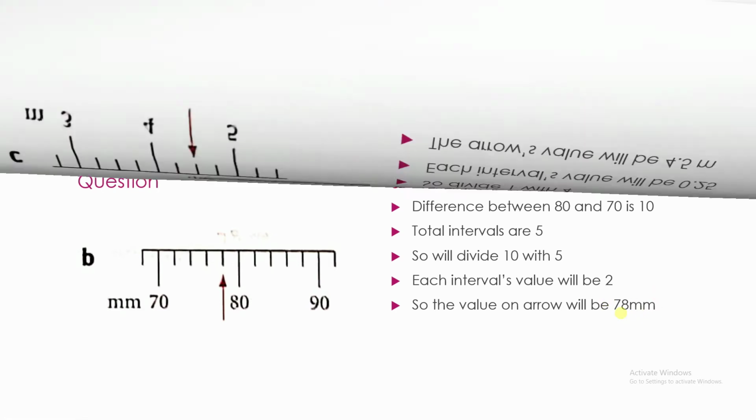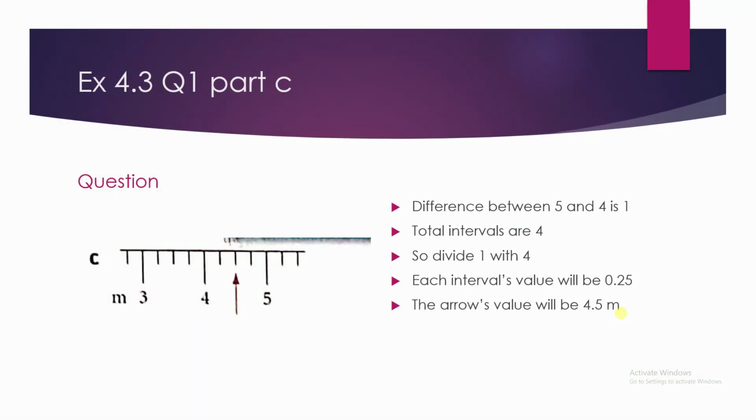Now, part C. All the parts will be done in the same way, but as all the parts have different measurement units, we will solve it in this video. Again, starting value and ending value is 4 and 5, because the arrow is in between 4 and 5. So you will find the difference first. 5 minus 4, the answer will be 1 here.